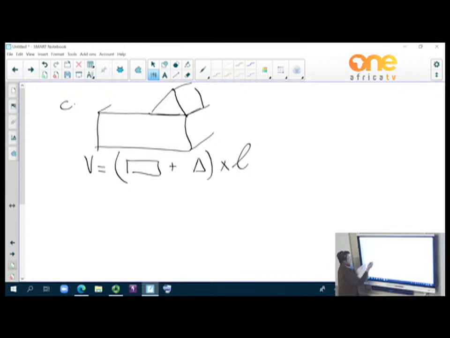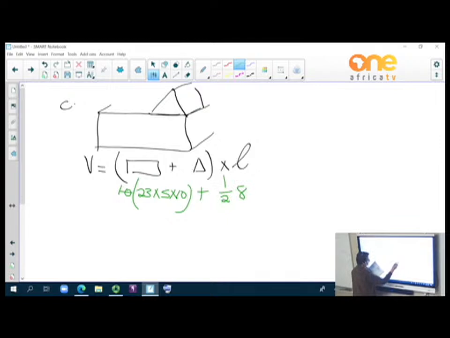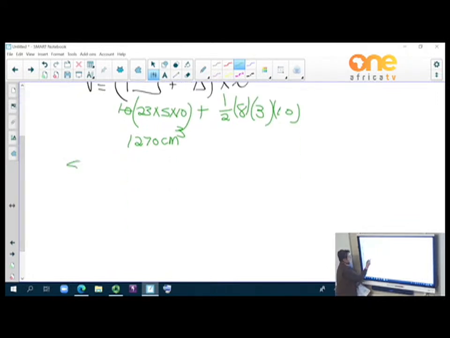So what is this one's face area then? 23 by 5. If you want to multiply there already with the length, you can do it and work with them separately. And the triangle is half base, which is 8, times the height of 3, and the length is still 10. What is the volume? 1270 cubic centimeters. So face area times length. Okay, now let's look at this one's surface area.